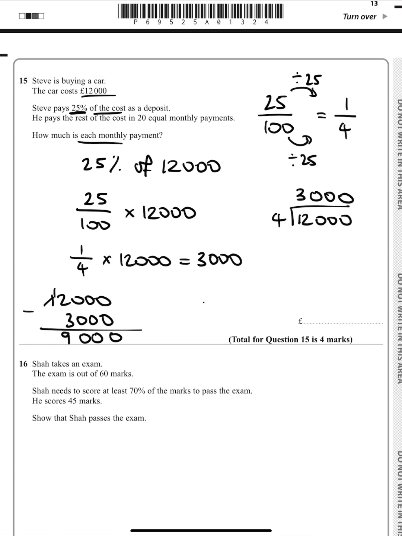Well, I'm going to divide 9,000 by 20. So 20 does not go into 9, so I'm going to carry that 9 over. So 20 into 90 would be 4 times, because 20 times 4 is 80, but there is a remainder of 10. So now 20s into 100 is 5, and 20s into 0 is 0. So actually we're paying £450 each month.